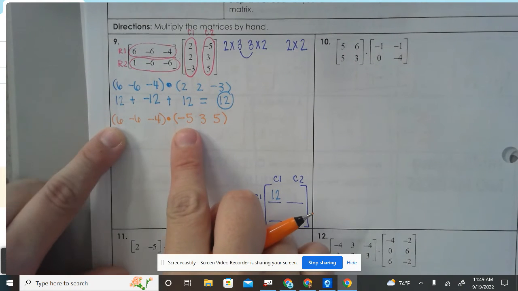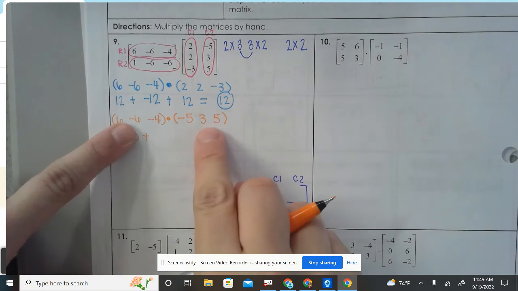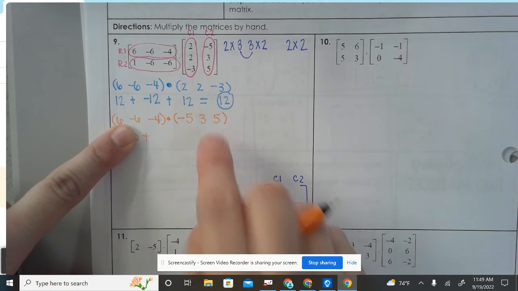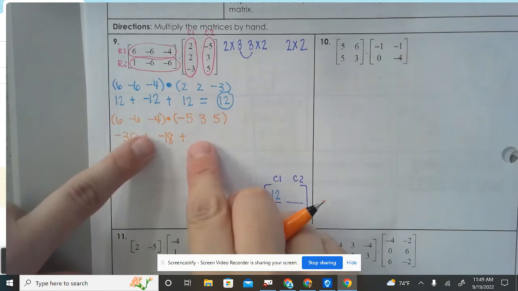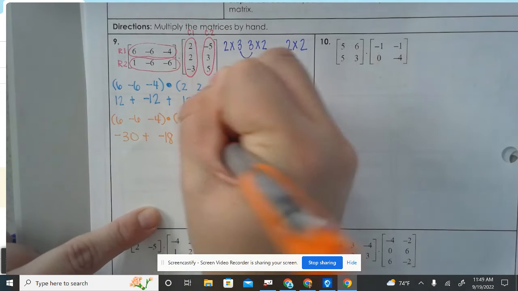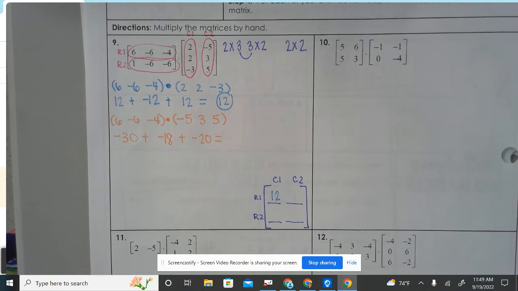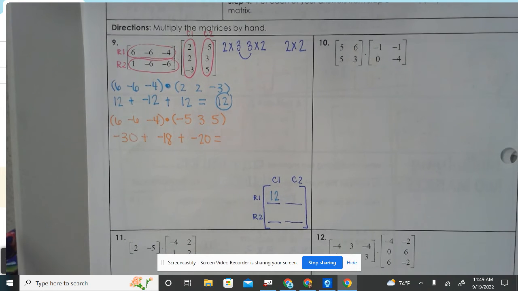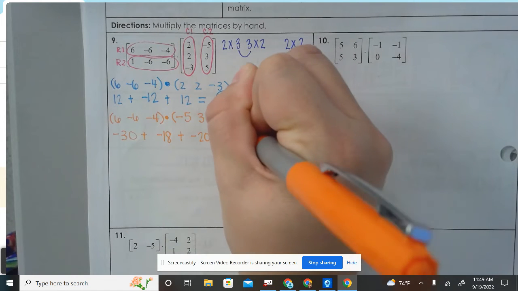What is 6 times -5? -30. -6 times 3? -18. And -4 times 5? -20. So then you add those three numbers together, and you should get -68.